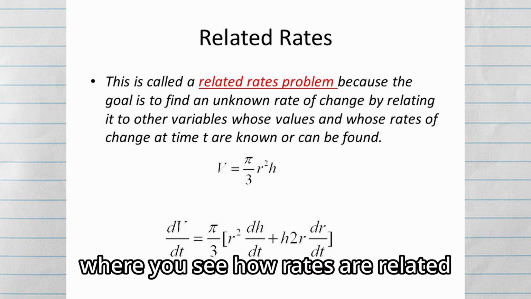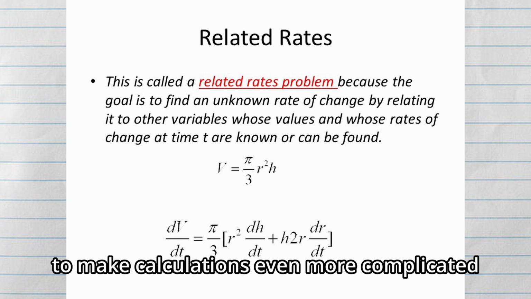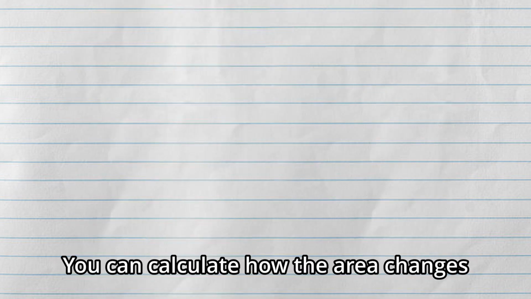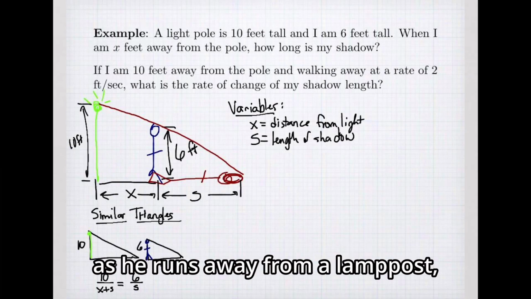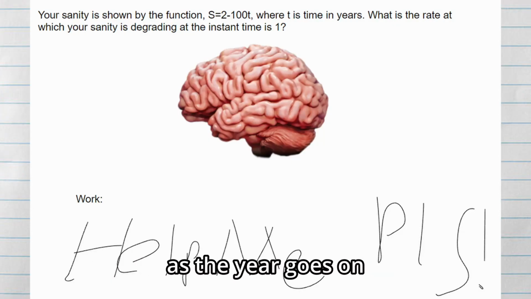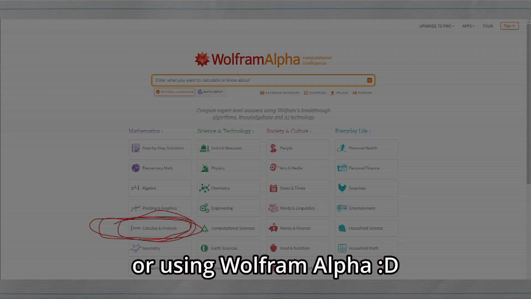With derivatives, you can do some neat tricks like related rates, where you see how rates are related by differentiating both sides with respect to time. Some new guy who just suddenly showed up to make calculations even more complicated. You can calculate how area changes in relation to the radius, how much a man's shadow grows as he runs away from a lamppost, how many sanity degrades as the year goes on. You can do all of that by learning the difficult but rewarding discipline of related rates, or using Wolfram Alpha.